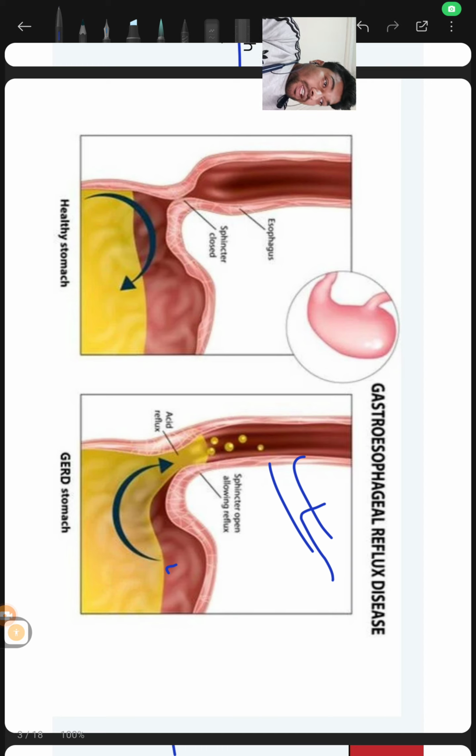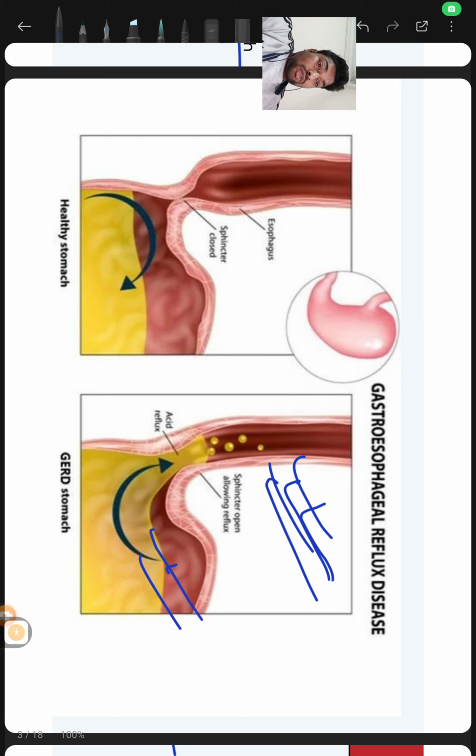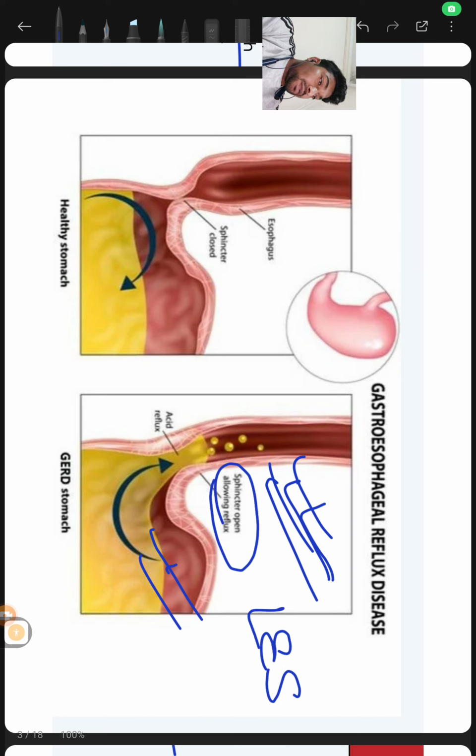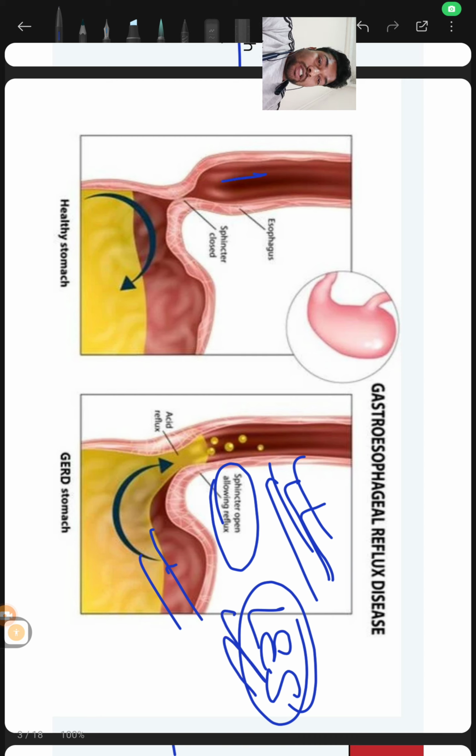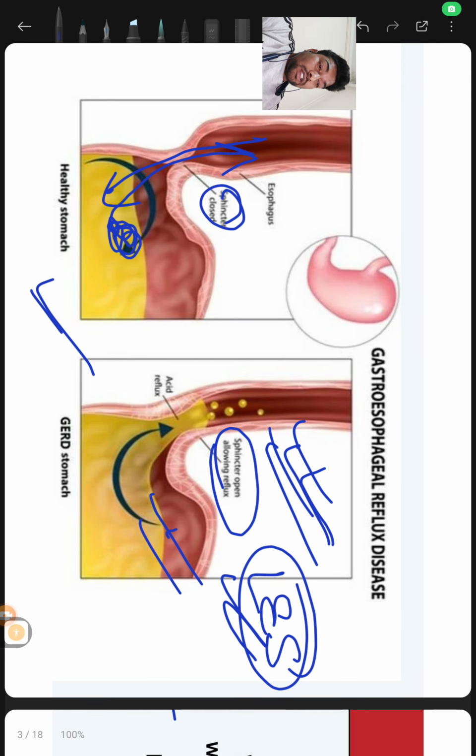Okay, and the connection between the esophagus and stomach is through a sphincter called the lower esophageal sphincter. Now in the normal conditions, when food enters through the esophagus to the stomach, the sphincter closes and the food that enters into the stomach can't regurgitate back into the esophagus. So this is the normal condition, right?